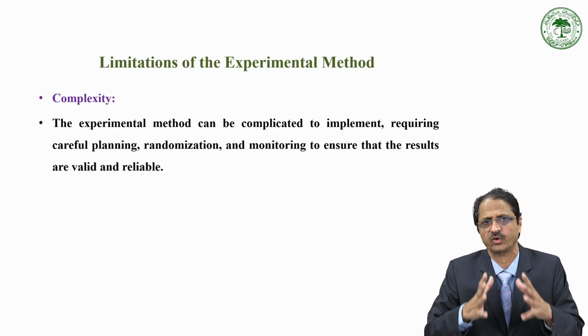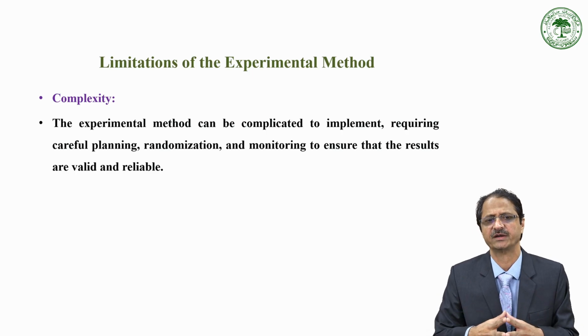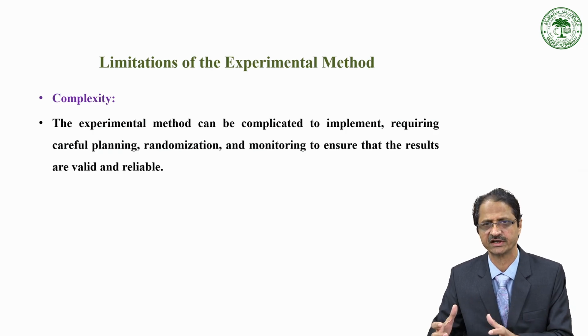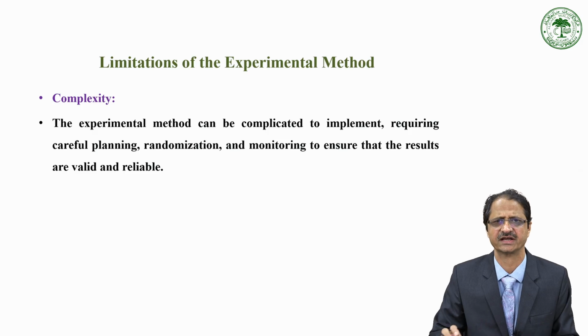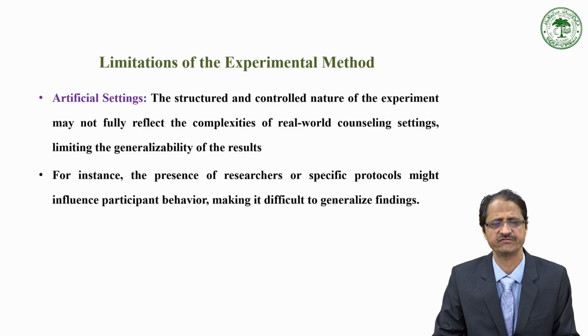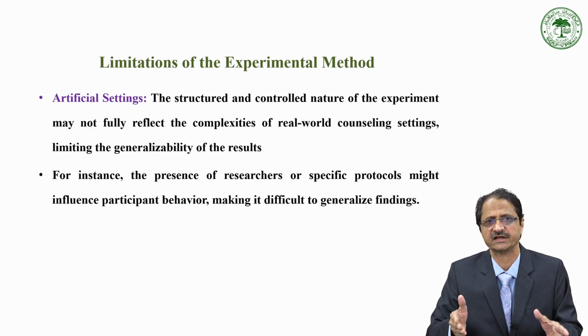First of all, we should know the principle of randomness, and then we are collecting the group and we are giving the information, we are controlling certain variables, and we are conducting the evaluation. So it is really a complex task to conduct this research. Artificial setting, as I said in the beginning, okay, we are basically implementing the experimental method in a situation which is social in nature. So we are creating artificial setting.